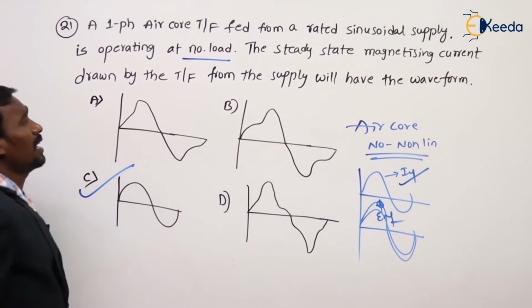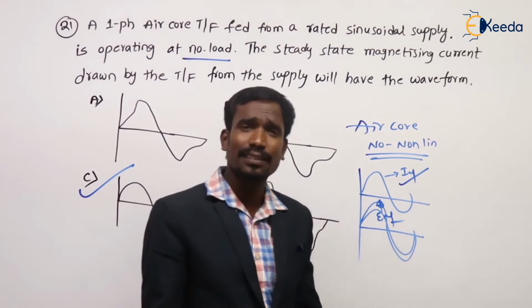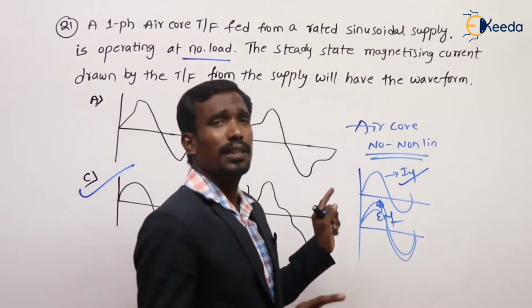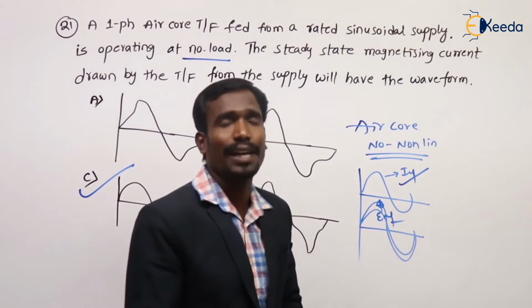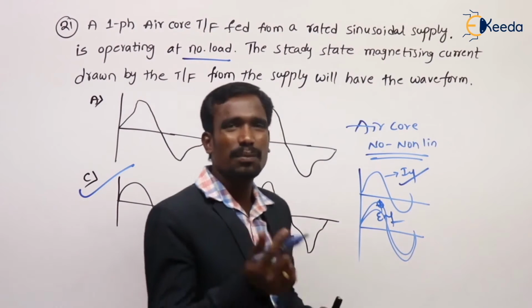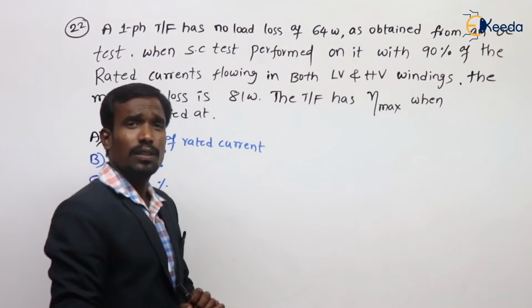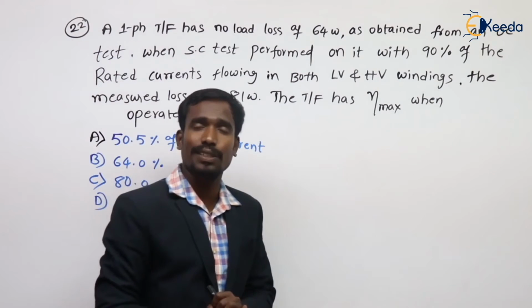So here the answer is sinusoidal waveform only. The magnetizing current is sinusoidal waveform only. There is no non-linearity for an air core transformer. This is simply about the concept of non-linearity. Are you okay? Now see a problem on OC and SC test.